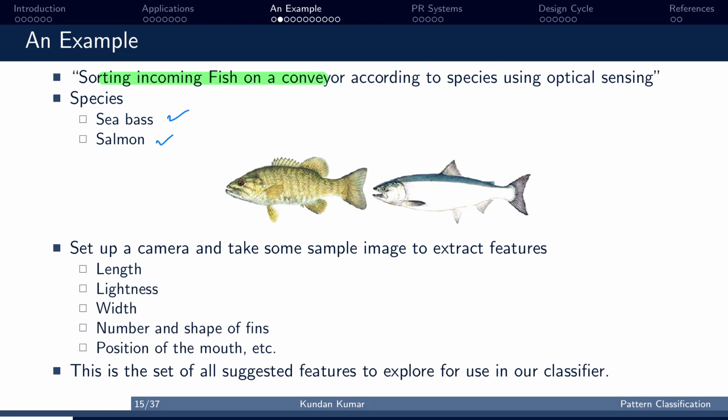So here suppose we have two fish, sea bass and salmon, and they are coming on the conveyor belt where the camera is placed. It will extract different types of features from the images captured by the camera, and those features may be the length, lightness, width, number and shape of fins. Because these two fish have different characteristics, and these characteristics need to be considered, because the lightness of these two fish is a very distinguishable feature. That means if we consider the lightness amount, then it will categorize the fish.